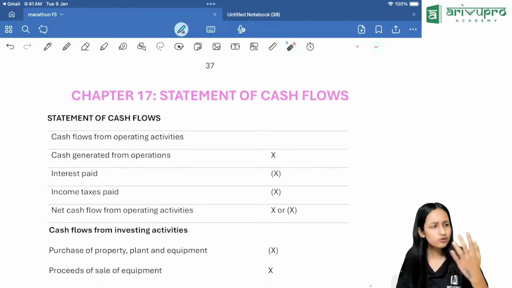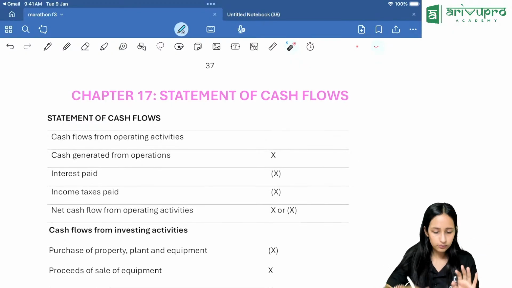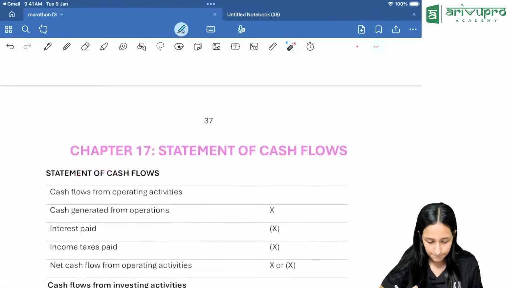So chapter 16, you can go through it, guys. It's not a big confusing chapter that we need to deal with. I went through all the basics that I needed to, so the remaining is fine.